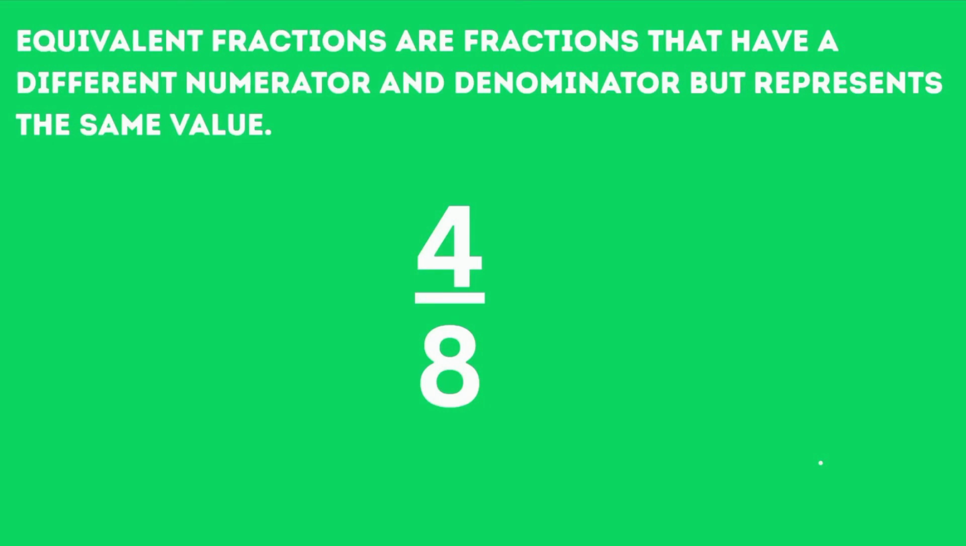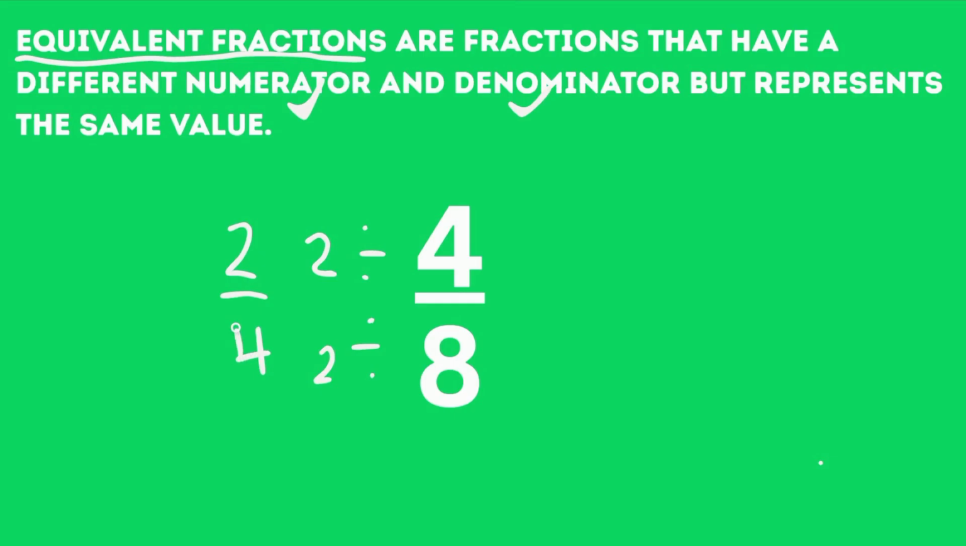In this video, let's go over equivalent fractions. Now, equivalent fractions are fractions that have a different numerator and denominator, but represent the same value. For example, if I take 4/8 and divide both the numerator and the denominator by 2, I then get 2/4. Although they look different, they represent the same value.